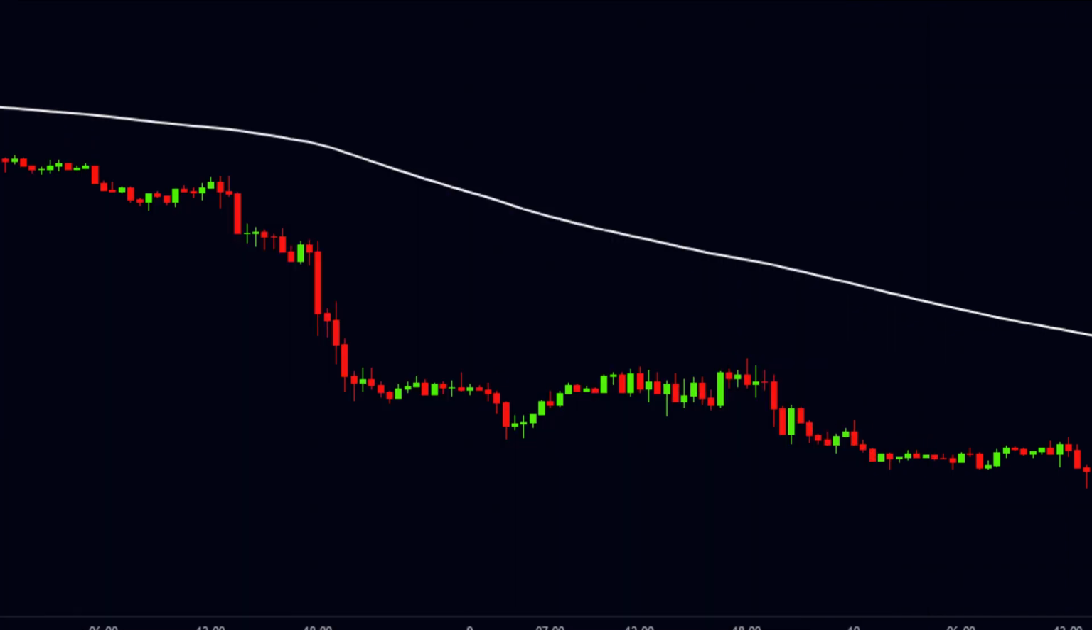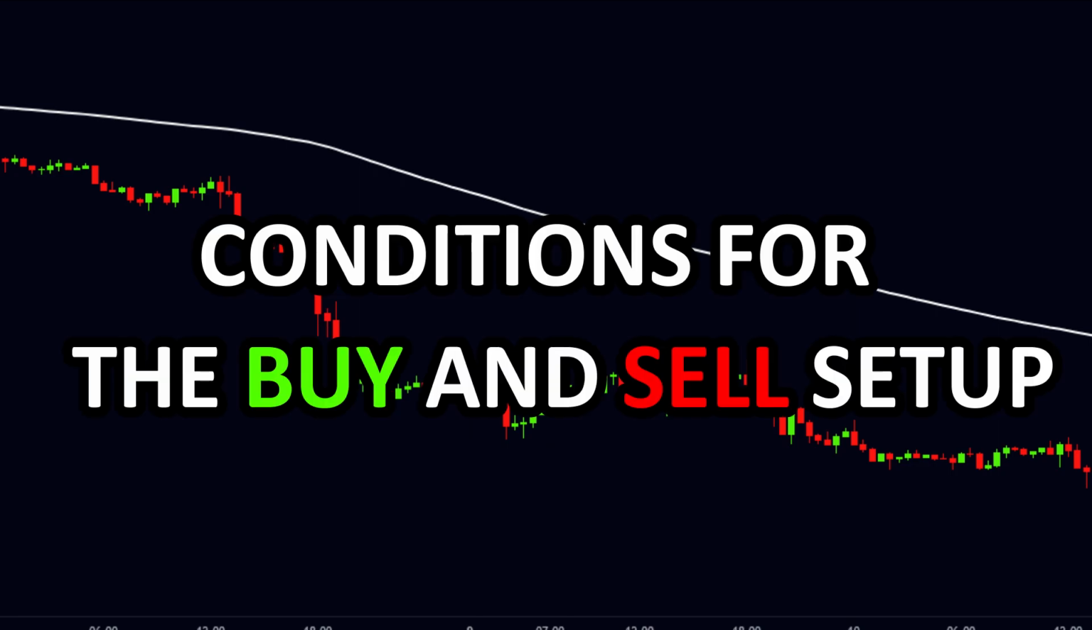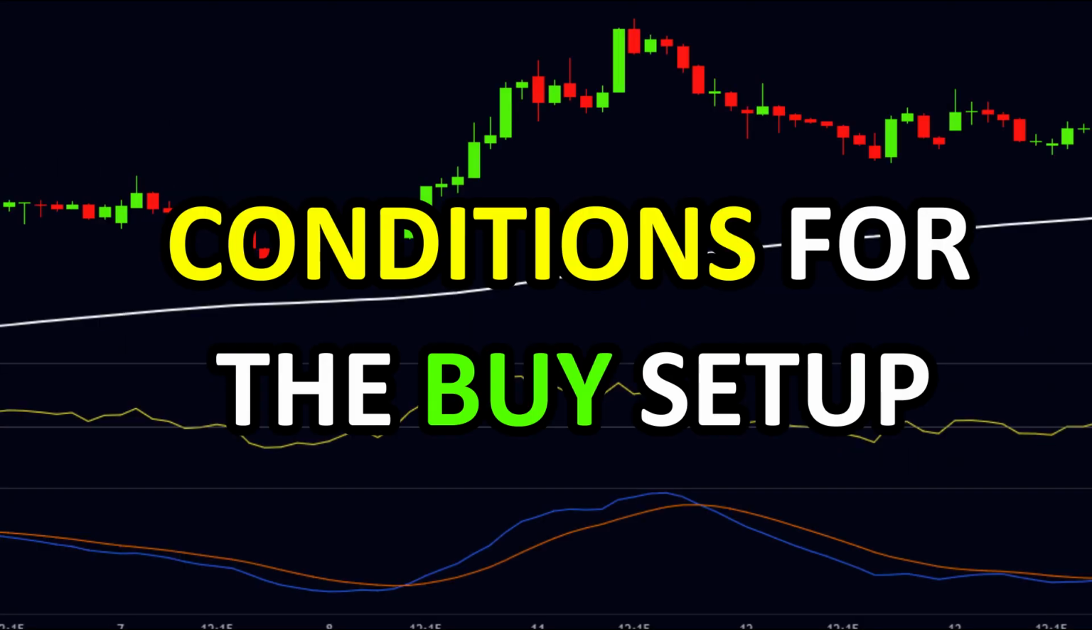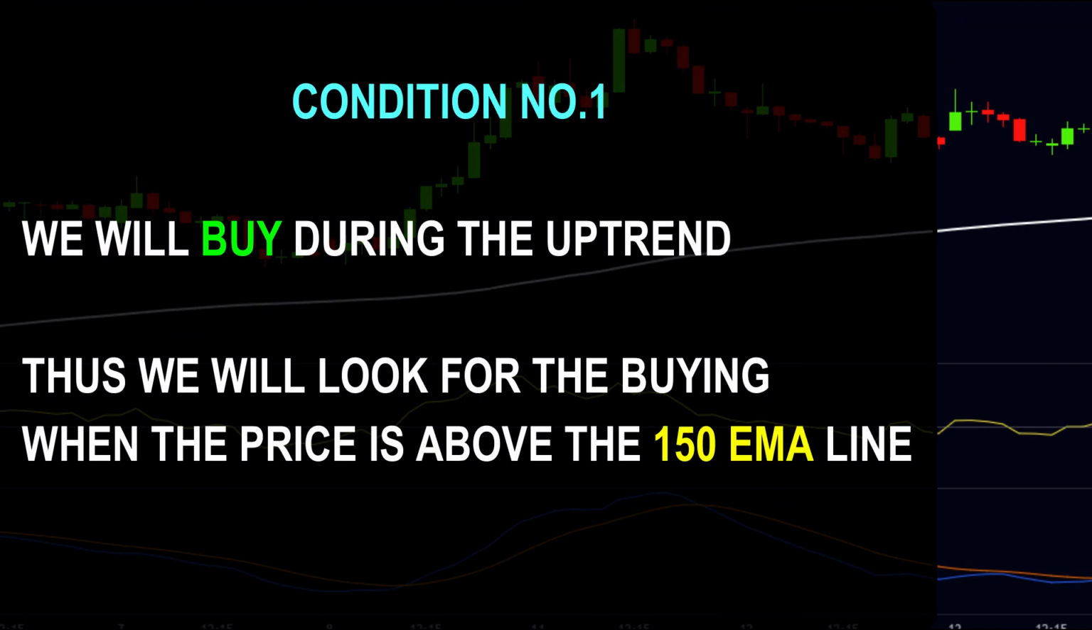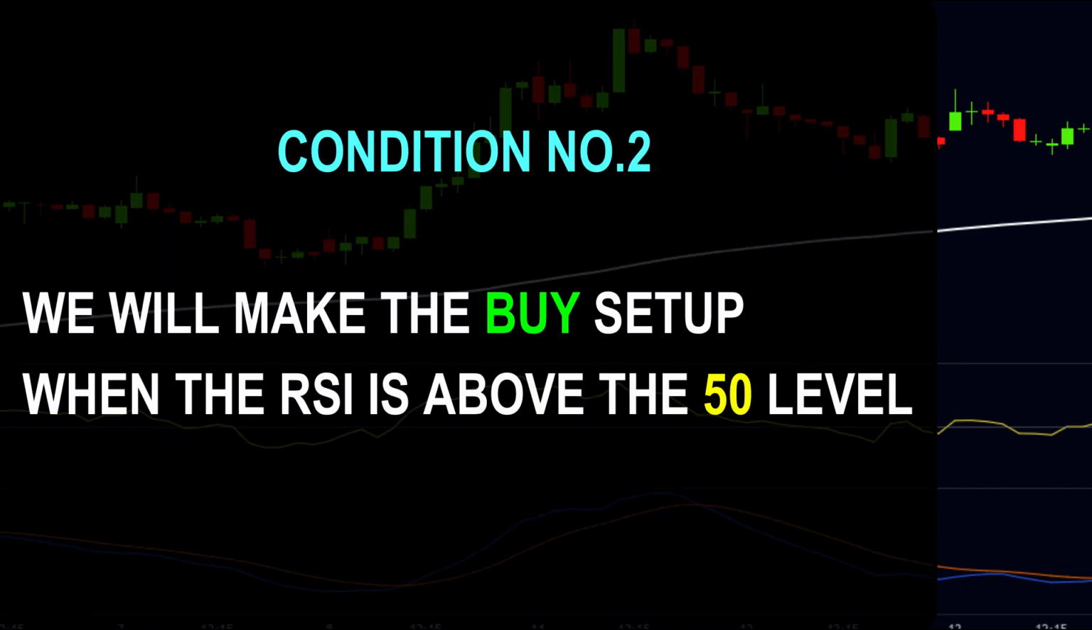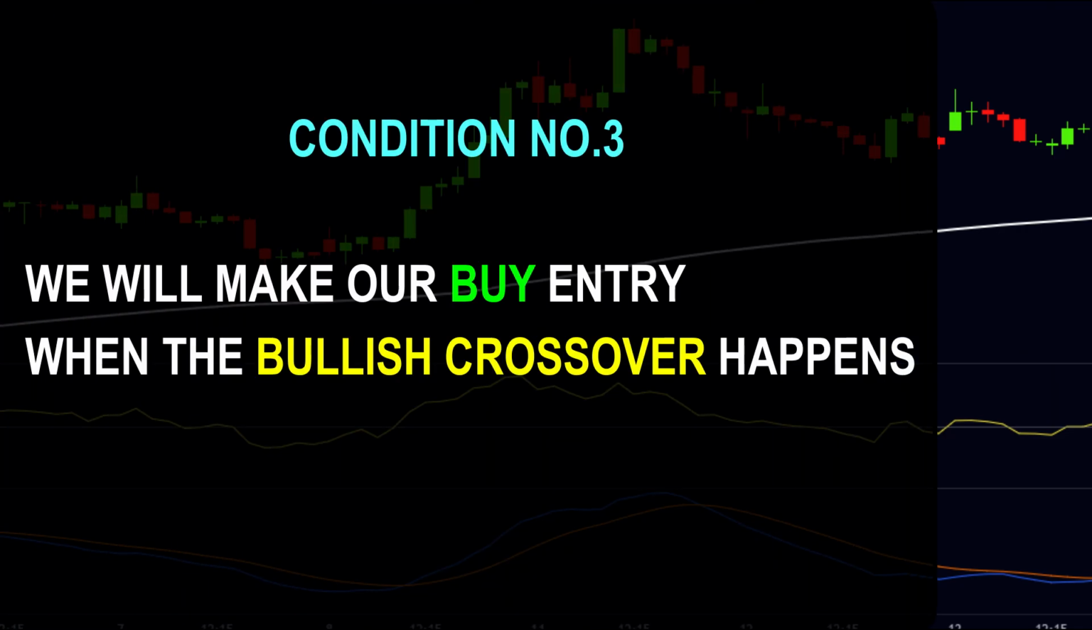Till here, you understood about the indicators and their tasks. Now let us understand the conditions for the buy and sell setup. First, we understand the conditions for the buy setup. Condition number 1. We will buy during the uptrend, thus we will look for buying when the price is above the 150 EMA line. Condition number 2. We will make the buy setup when the RSI is above the 50 level. Condition number 3. We will make our buy entry when the bullish crossover happens.